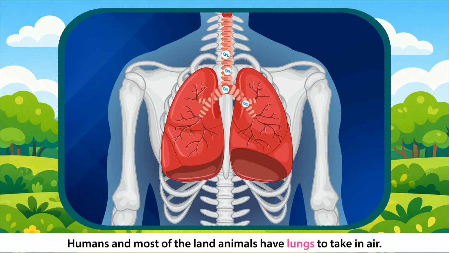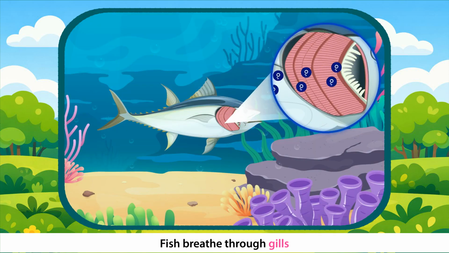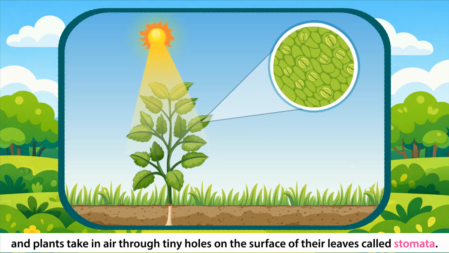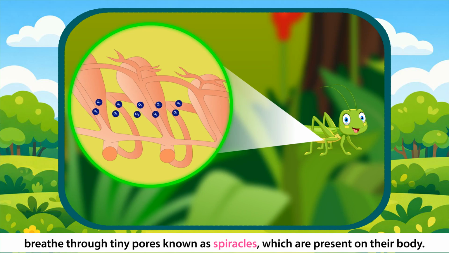Humans and most of the land animals have lungs to take in air. Fish breathe through gills, and plants take in air through tiny holes on the surface of their leaves called stomata. Insects like cockroaches, grasshoppers, mosquitoes, flies, etc. breathe through tiny pores known as spiracles, which are present on their body.